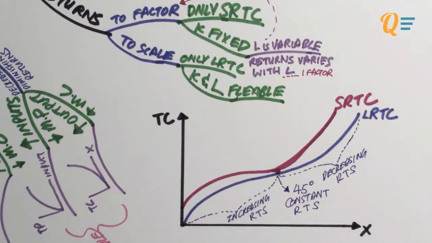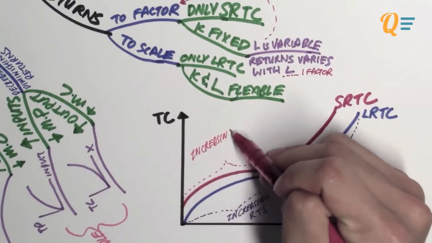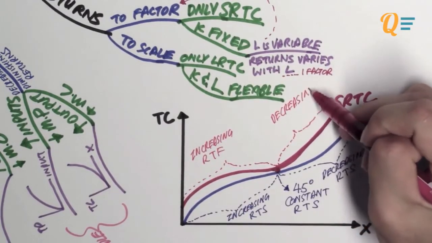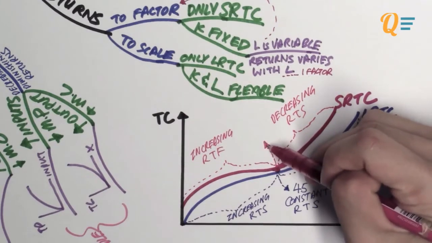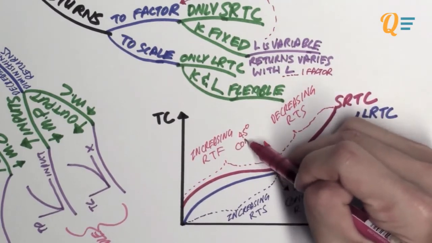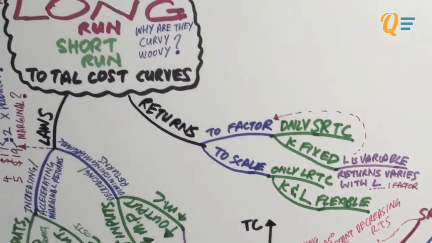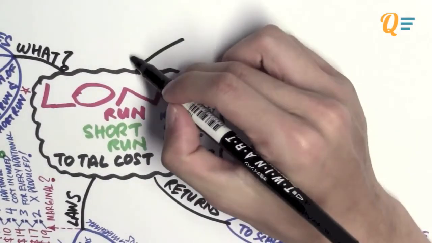Now, let's take a look at the short run total cost. This red portion over here is increasing returns to factor. And here, this is decreasing returns to factor. There's a typo error. It shouldn't be an S, it should be an F. My very sincere apologies for that. And this middle portion over here where it is 45 degrees, that is going to be my constant return to factor.